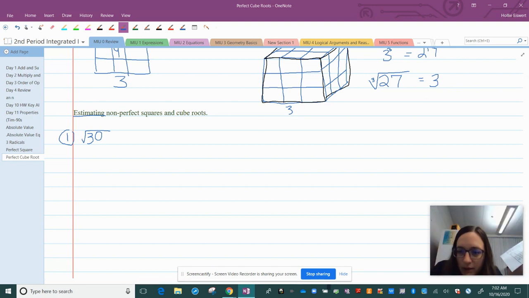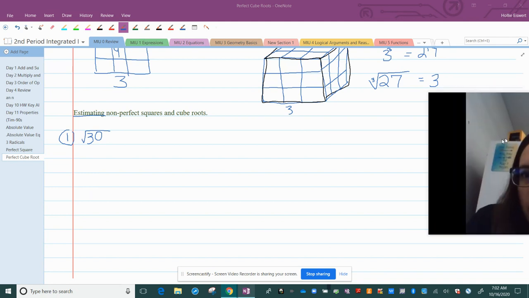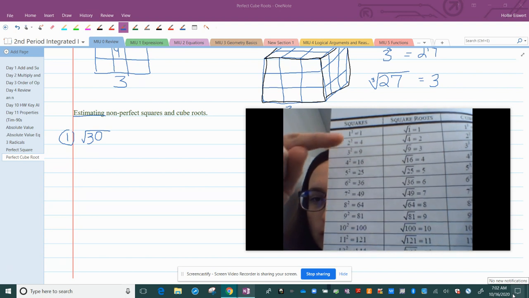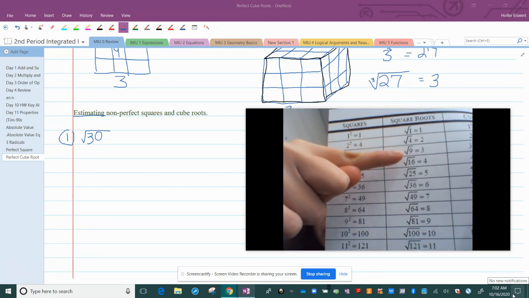I guess I could make the little screen larger. Oh, I moved it to the other screen. Whoa, technology.